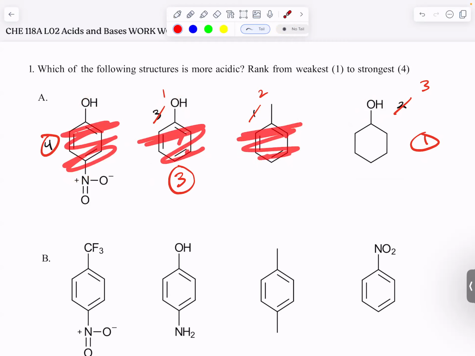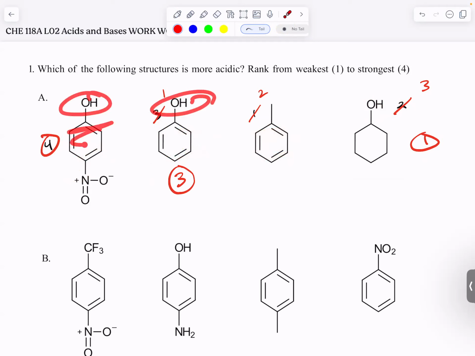Okay, well, all 3 of these have the ring. So what separates all 3? Okay, well, these two both have OHs. So now I know to compare these two directly and see what they have different.